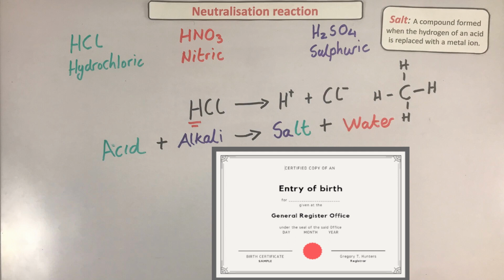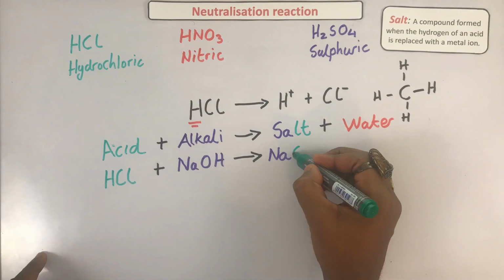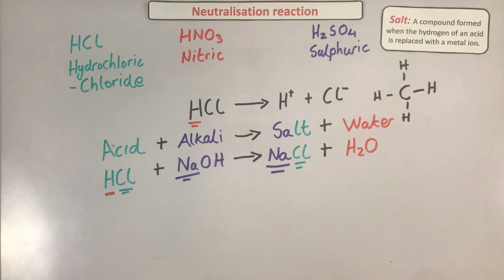Table salt is sodium chloride. Notice that the metal part of the name of the salt comes first. We call it sodium, which is the metal, then chloride. The surname of the salt comes from the acid. You should have already guessed which acid makes sodium chloride now. That's hydrochloric acid. Nitric acid makes a nitrate, and sulfuric acid makes a sulphate.